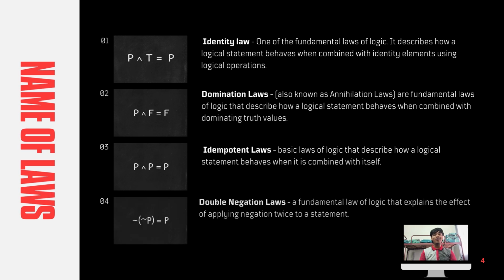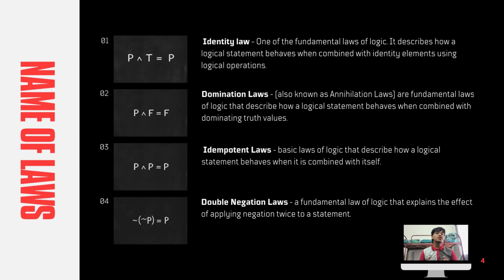Okay, now I will explain a few important laws of logic. First, the identity law. This law says P and T equals P. If a statement is ANDed with true, the result is the statement itself. P or F equals P. If a statement is ORed with false, the result is still the statement. For example, if P equals true, then P and T equals true, and P or F equals true. It keeps the original value.